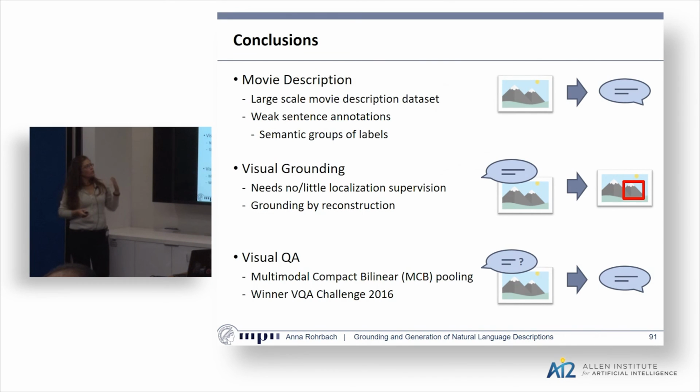On the visual grounding task, we showed that the approach we propose can work with none or very little localization supervision, which is achieved by the reconstruction loss that we integrated. And for visual question answering, we showed the advantage of exploiting different pooling strategies as opposed to standard concatenation or element-wise product. In particular, the multimodal compact bilinear shows a big boost for this task as well as for the grounding task. And this won the challenge.